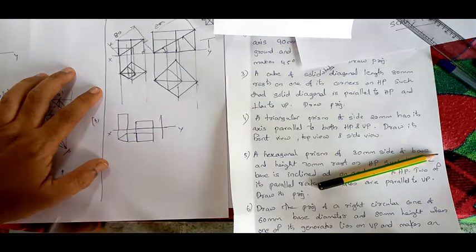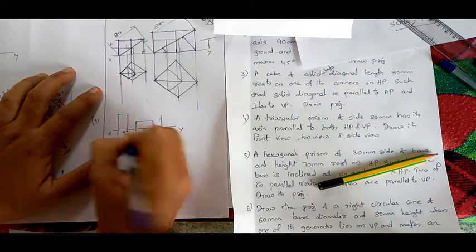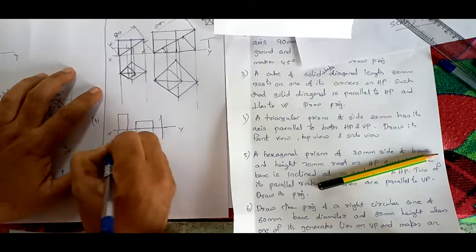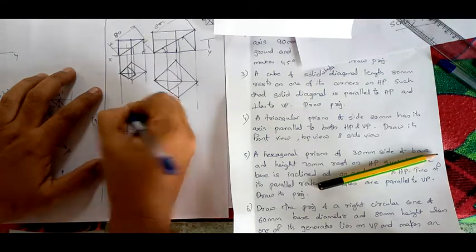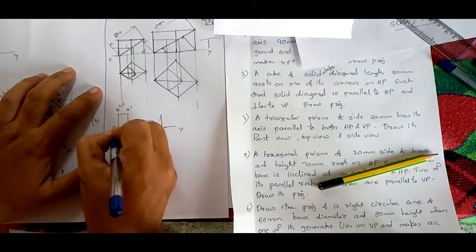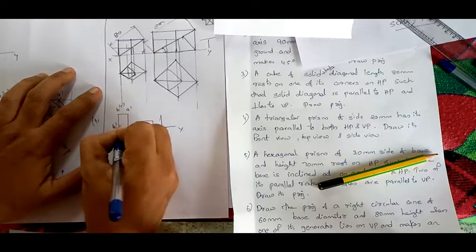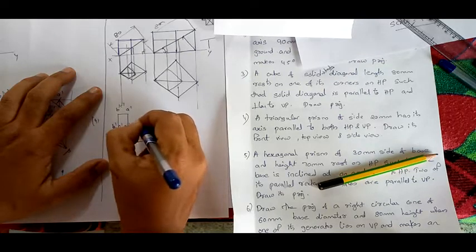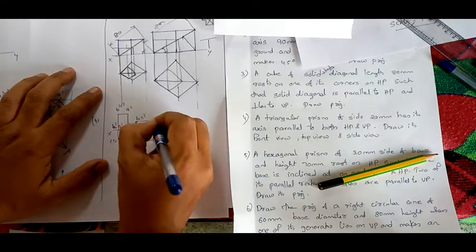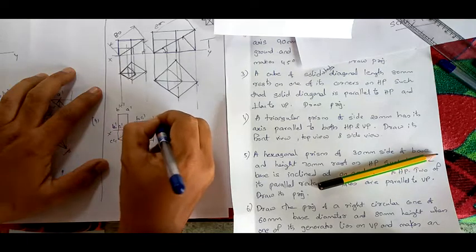How will you do the side view? If you are having A1, B B1, C C1, so here you are having A dash, B dash, C dash, B1 dash, C1 dash, A1 dash. Similarly you are having here B1 dash, C1 dash and B dash, C dash.